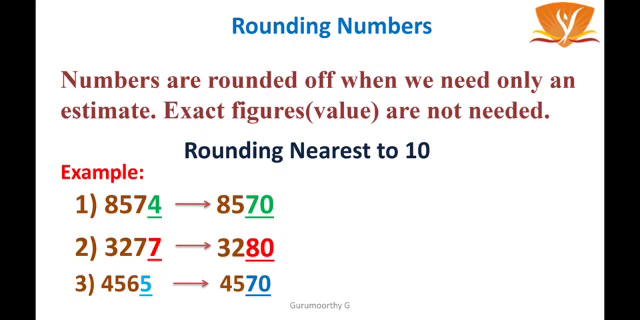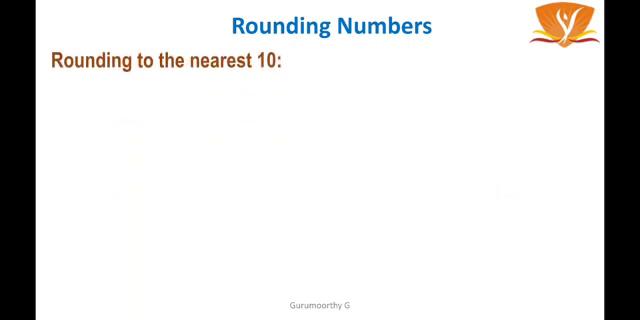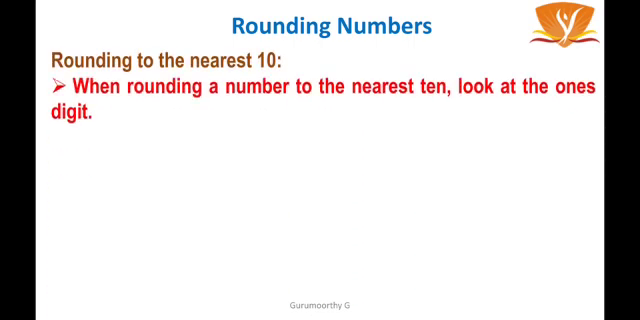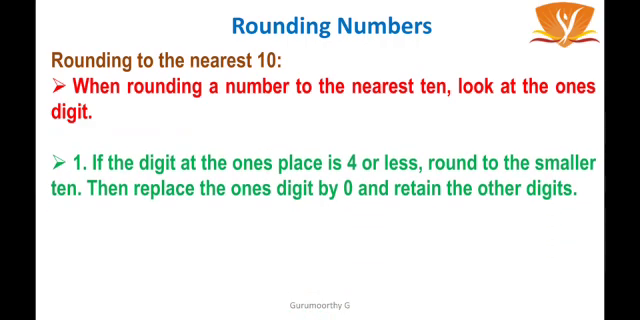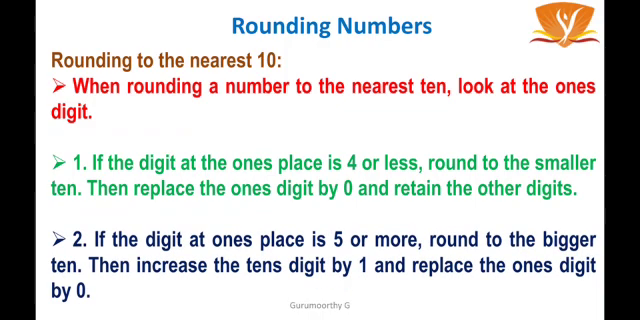Rounding to the nearest 10 means, when rounding a number to the nearest 10, look at the ones digit. If the digit at the ones place is 4 or less, round to the smaller 10. Then replace the one's digit by 0 and retain the other digits. If the digit at the one's place is 5 or more, round to the bigger 10, then increase the 10's digit by 1 and replace the one's digit by 0.